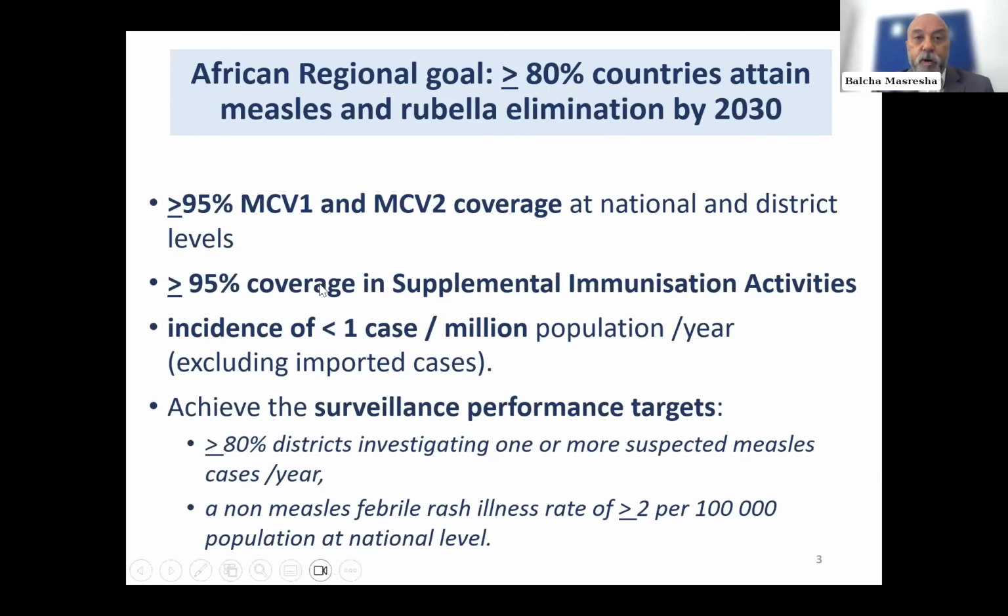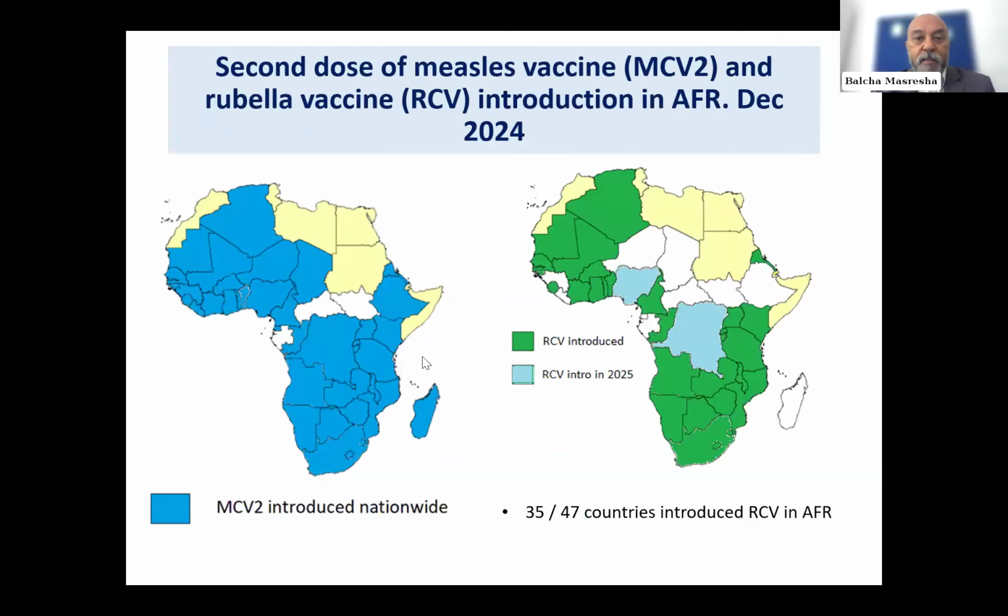And through high population immunity, we intend to bring the incidence of measles and the incidence of rubella down to less than 1 case per million on the background of high quality disease surveillance. So I'll try to go through the implementation, basically summarizing where we are with this.